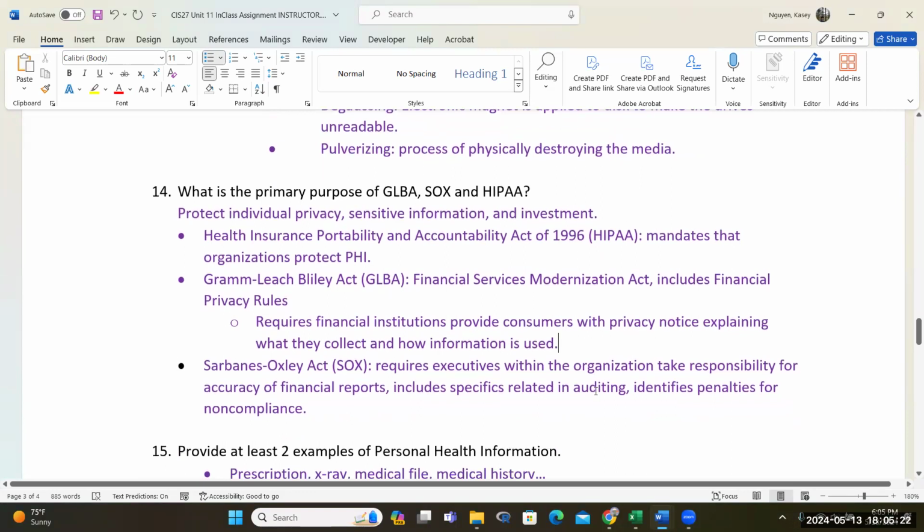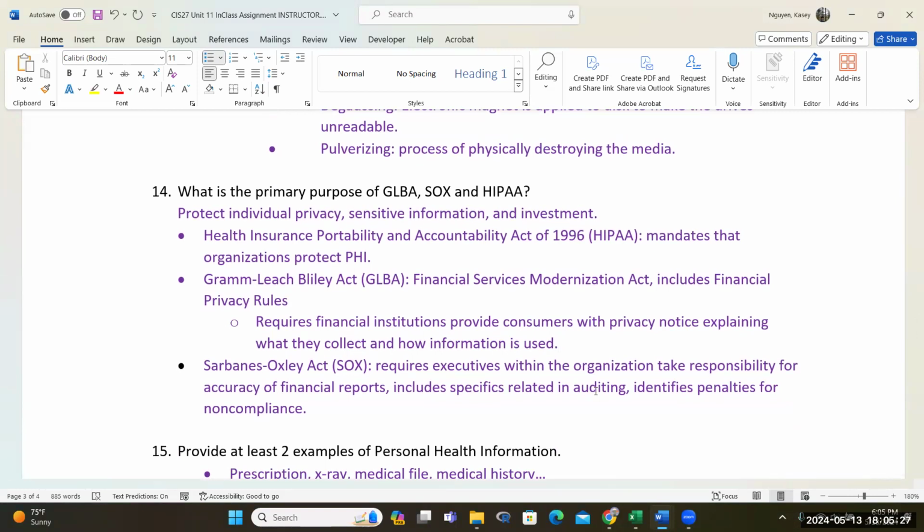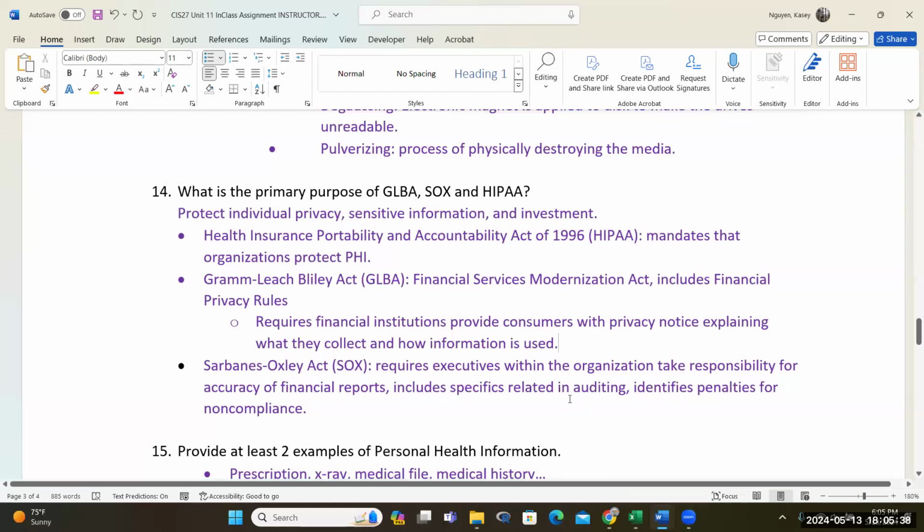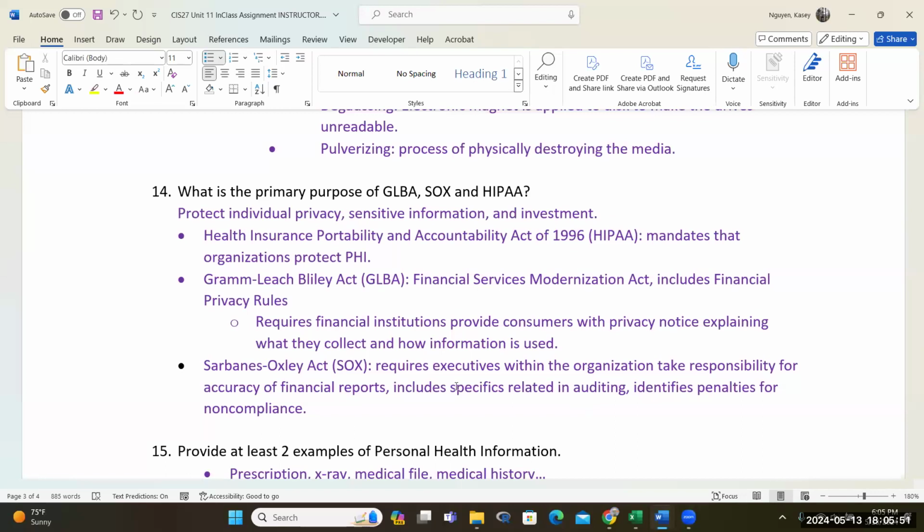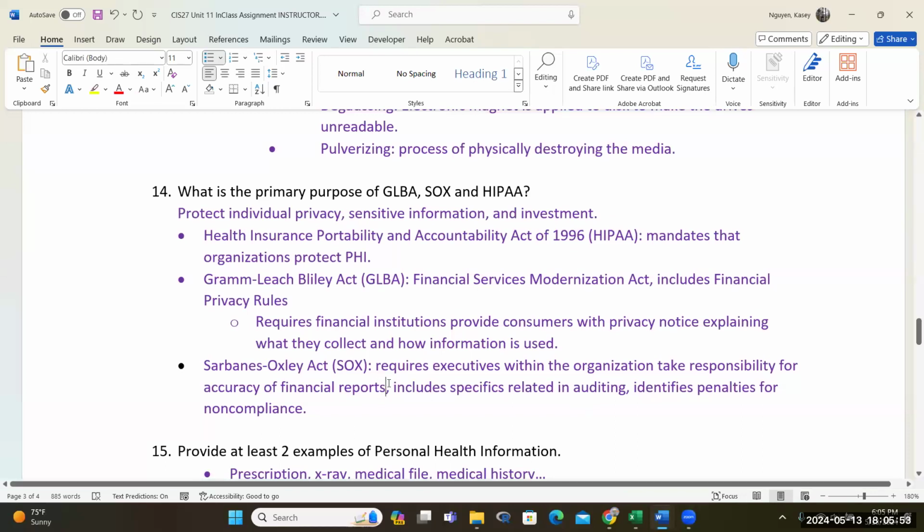Sarbanes-Oxley Act was established years ago to require that organizations take responsibility for financial reporting with the SEC. This is done quarterly. It specifically specifies auditing and identifies penalties for non-compliance. So they need to provide a financial report. For example, Meta as a company, Facebook, is on the exchange for stocks. They need to provide the same thing as Tesla's financial report. That way it protects the investment, or the investor.